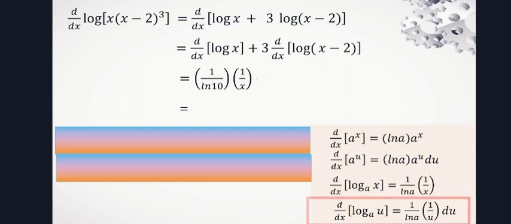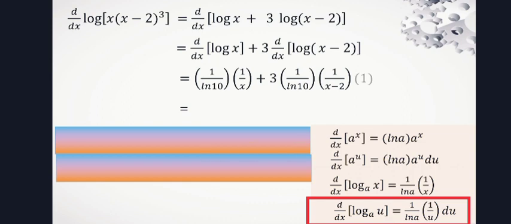So, dako tayo sa kabila, plus 3 tayo. Okay, hahanapin natin yung derivative ng log of x minus 2. So, ano yung gagamitin natin? We will apply, okay, your fourth formula. Okay, since our u here is x minus 2, which is the differentiable function of x. So, we will get 1 over inverse of 10 pa rin, that is your a, times 1 over x minus 2, that is your u, times, what is your derivative of u? 1. Okay, since derivative of x is 1 and derivative of negative 2 is 0. So, 1 na lang yung derivative ng u.